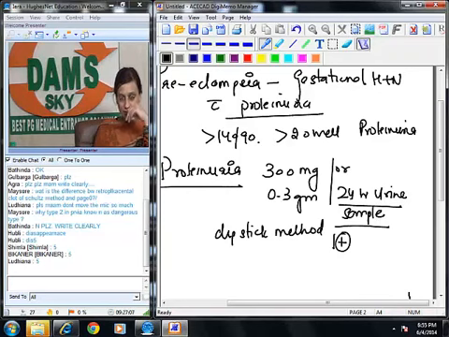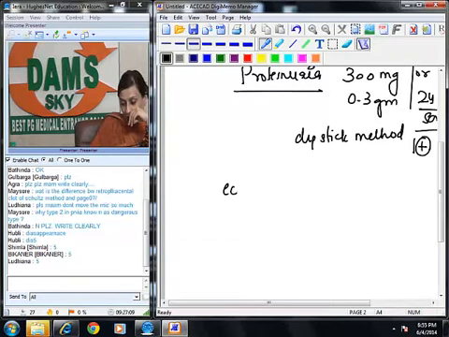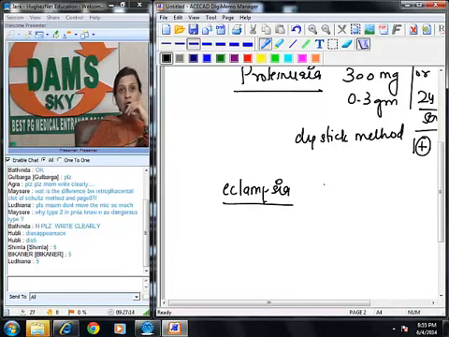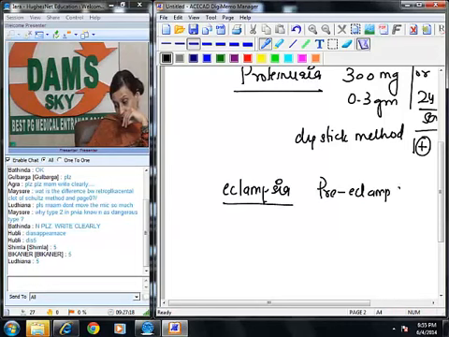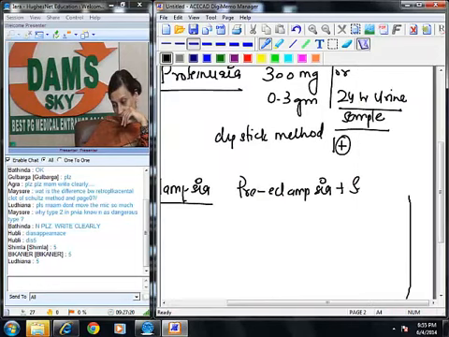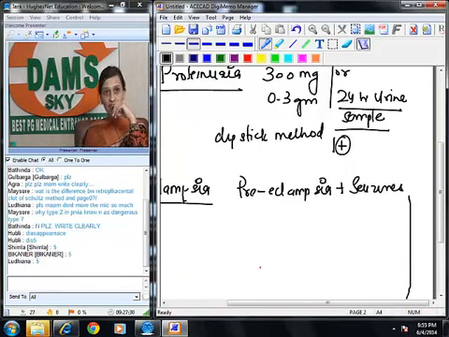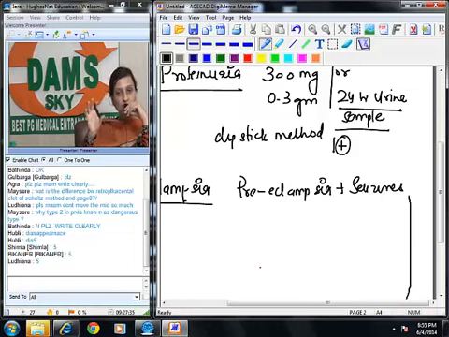called preeclampsia. Then we come to the term eclampsia. What is eclampsia? Eclampsia is preeclampsia plus seizures. So preeclampsia plus seizures is called eclampsia. I am just giving you the definitions right now because there have been questions in the current exams where everything is based on the definition only, right?